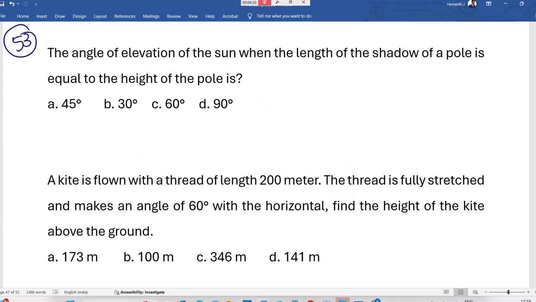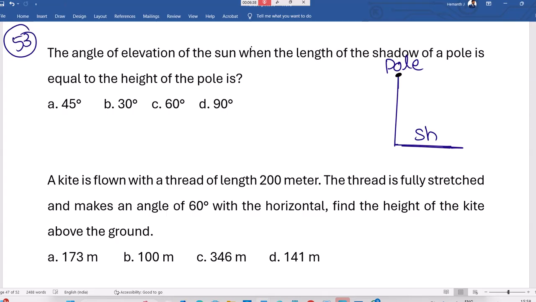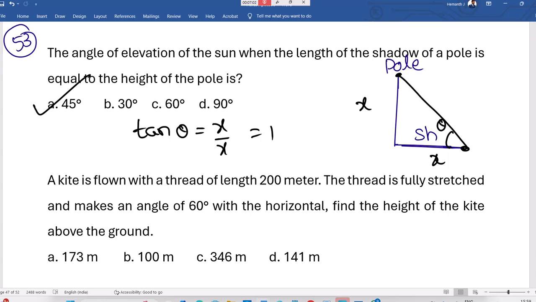Angle of elevation you need to calculate when the length of the shadow of a pole is equal to the height of the pole. Pole is there, this is the shadow. Now both are equal. If these two are equal, then what is the angle of elevation? This must be 45 degrees. Here it is same, here it is same. Tan theta is opposite side by adjacent side. Right? So both are equal, means it should be 45 degrees. Tan 45 degrees is 1, right?